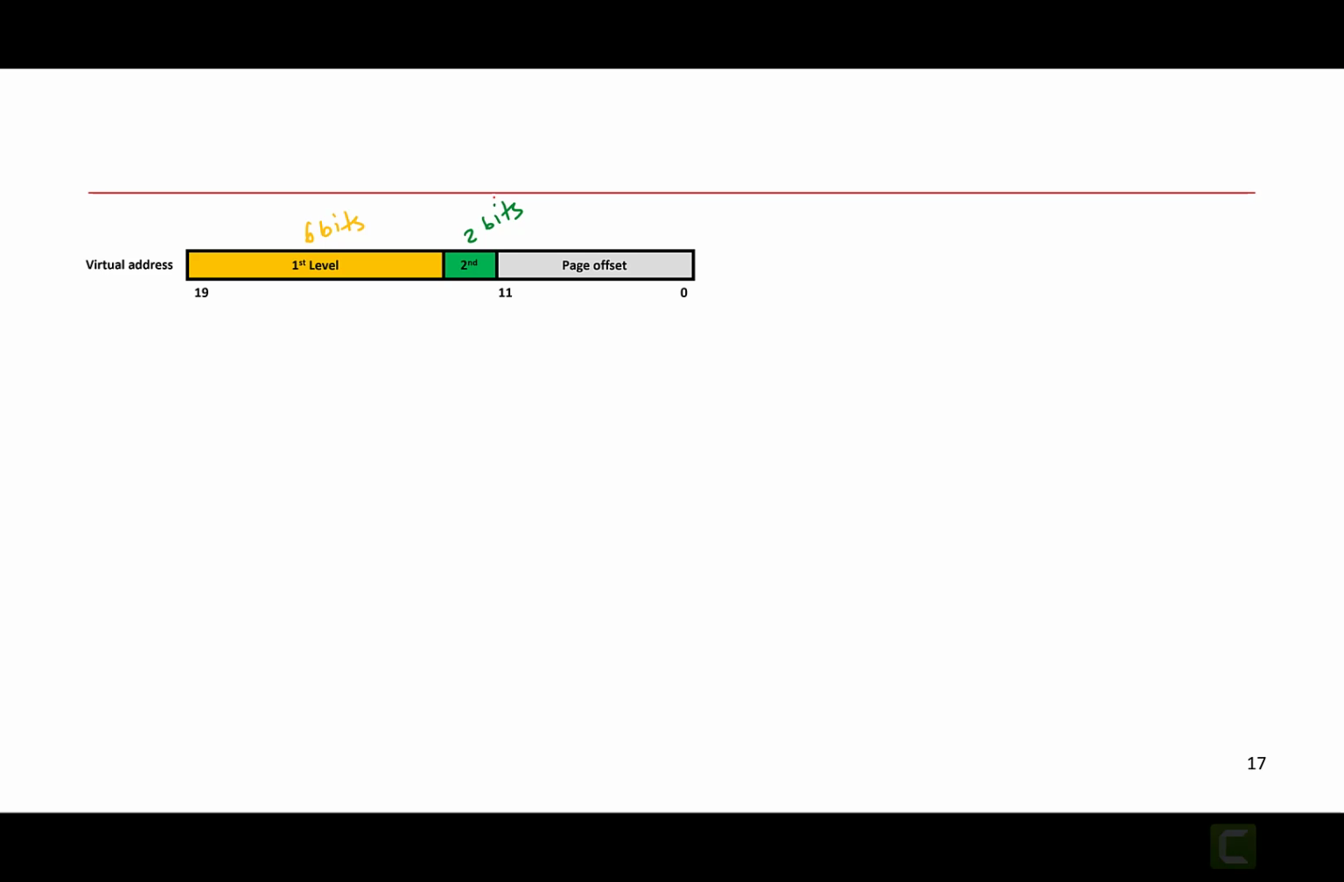So again, I have broken down the virtual address into 3 parts. The orange part corresponds to the super page, the green part corresponds to the smaller pages. And the page offset, we don't care about it in address translation. Now, when the program starts, the operating system allocates a super page table that contains as many entries as the number of super pages in virtual memory. In this example, it would be 2 to the power of 6 virtual super pages.